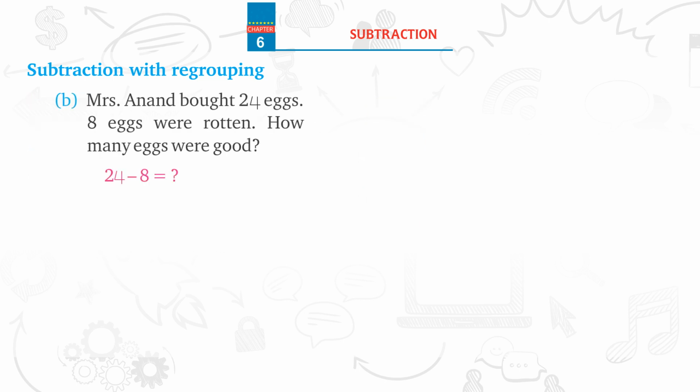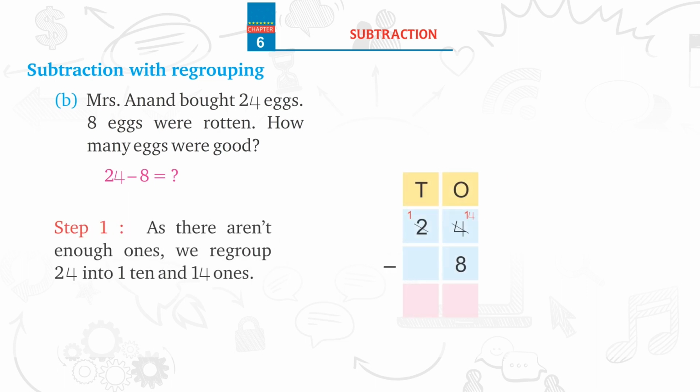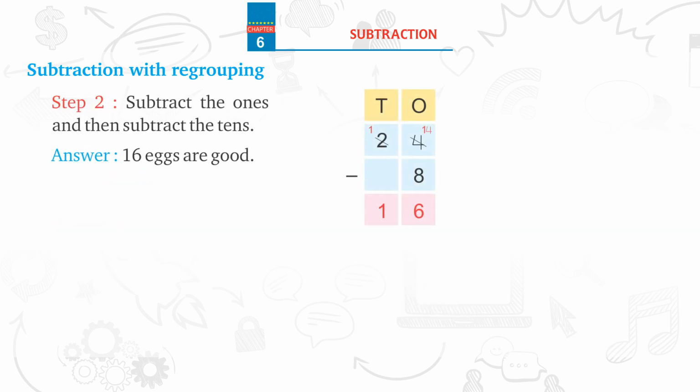B. Mrs. Anand bought 24 eggs. 8 eggs were rotten. How many eggs were good? 24 minus 8 equals. Step 1. As there aren't enough ones, we regroup 24 into 1 ten and 14 ones. Step 2. Subtract the ones and then subtract the tens. Answer. 16 eggs are good.